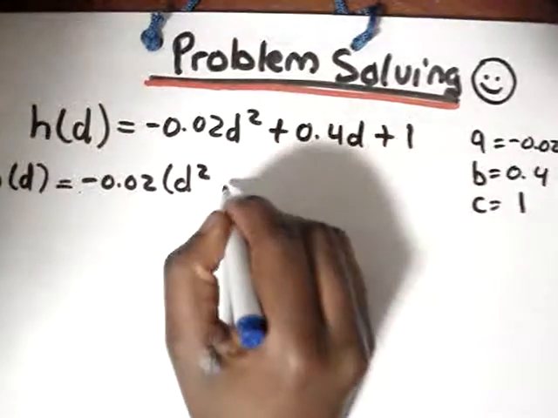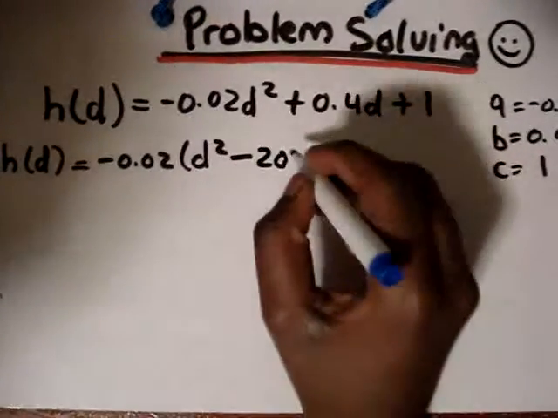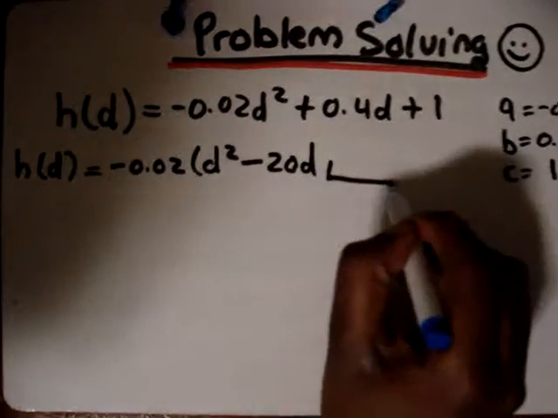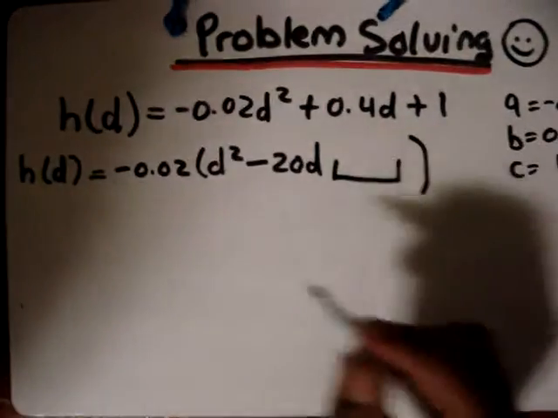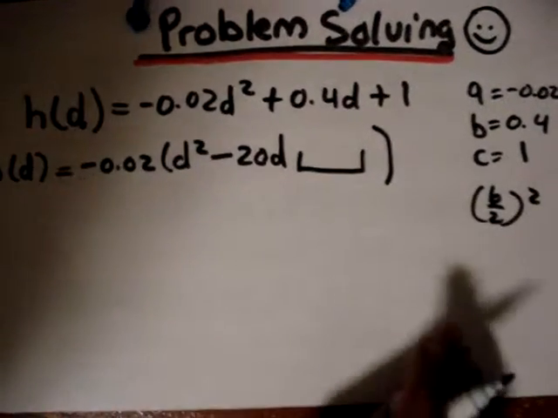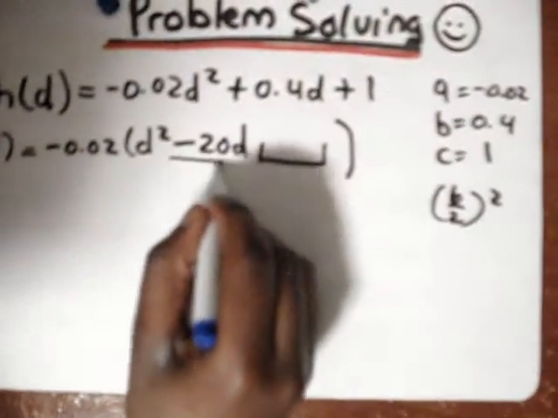So our new b value is -20. And then we have to leave space for our magic number. And then, okay, so we use our magic equation, b divided by 2 squared, as we all know that already. Hopefully you guys kept that in mind. So your new b value is negative 20.